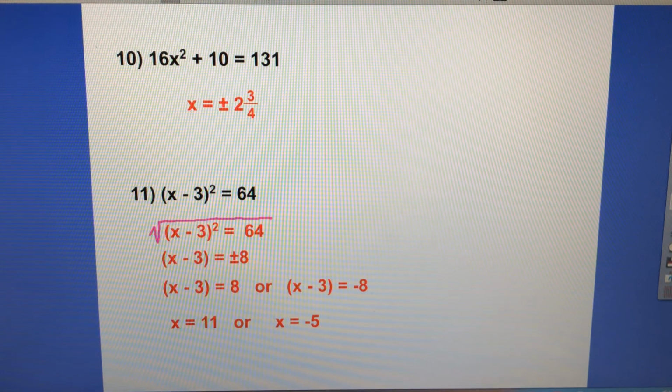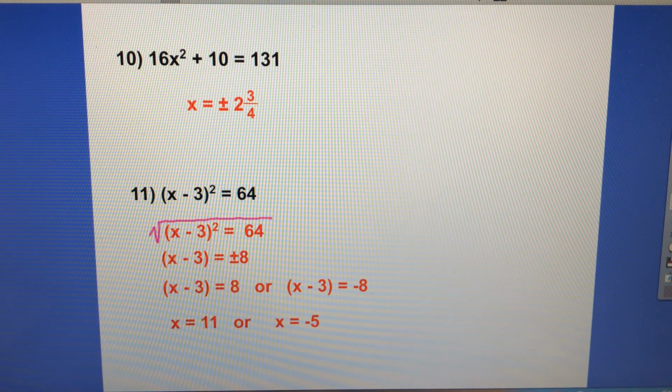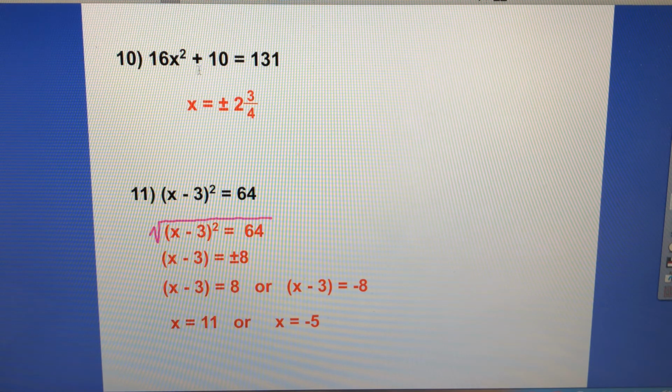Luckily, for the bottom one, I was able to finally show you the work. X minus 3 squared equals 64. Take the square root of both sides. X minus 3 equals plus or minus 8. You're just taking the square root of both sides. For the other one, you can move that 10 over and get rid of the 16, or you know that you've got a perfect square here. You have your 4x.